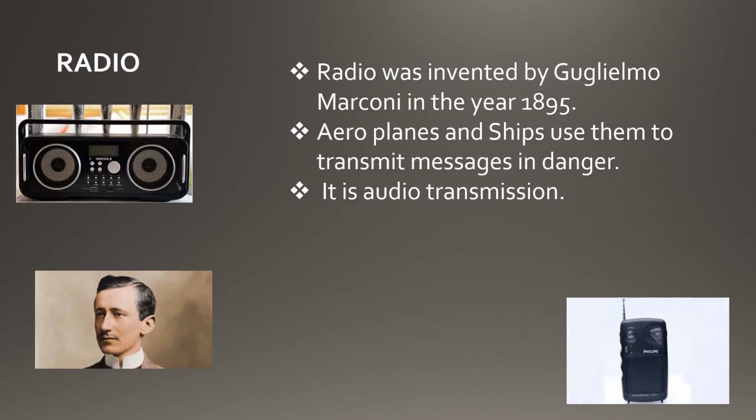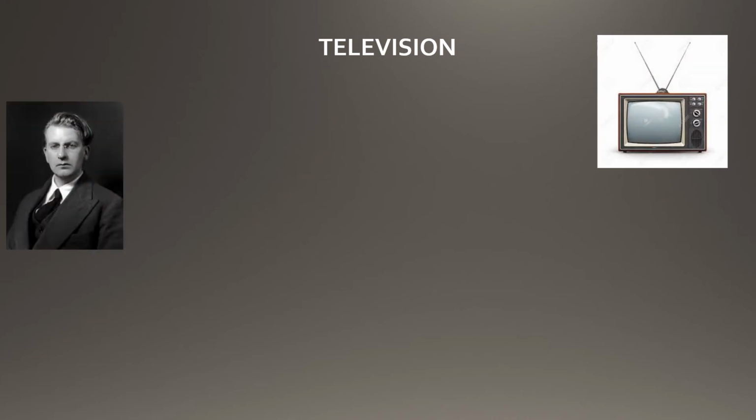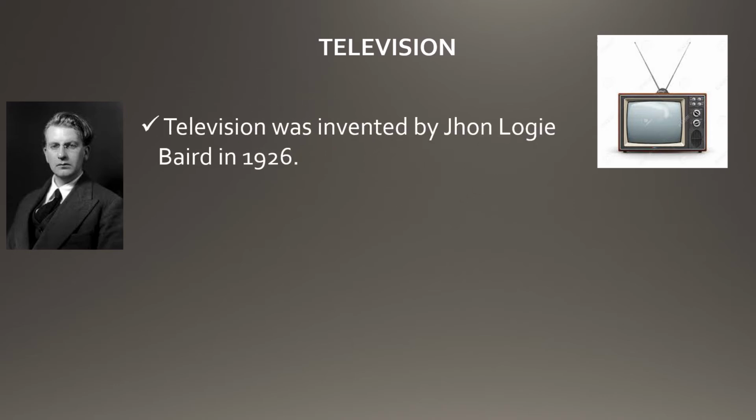But what is the disadvantage? The disadvantage is we can't see, we can only hear by using radio. Next is what? Television. In the next slide we are going to see about television. See, in olden days these types of televisions were there. Television was invented by John Logie Baird in 1926.